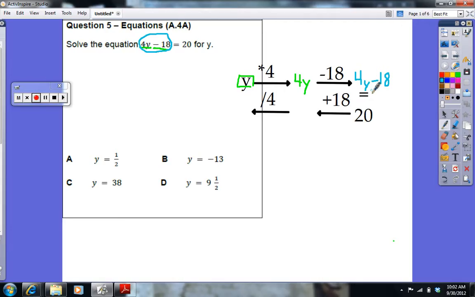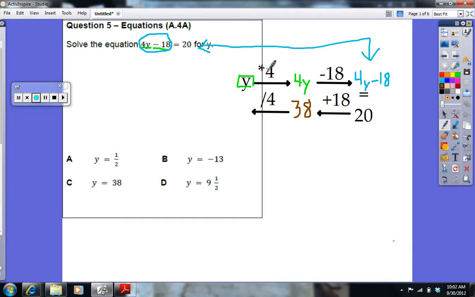4y minus 18 equals 20. Remember, the right side, when you're solving, should look just like the equation, but just flipped around in a different way. And it does. So we'll start with 20 and we'll work backwards by doing the opposite or the inverse. Instead of minus 18, I'm going to add 18. So 20 plus 18 is going to give me 38.